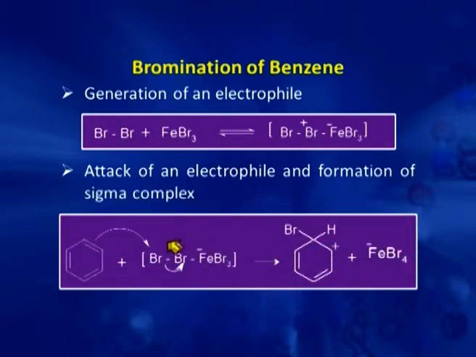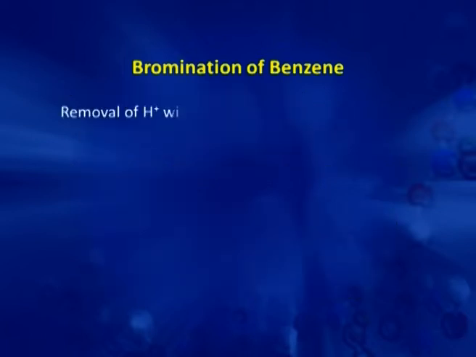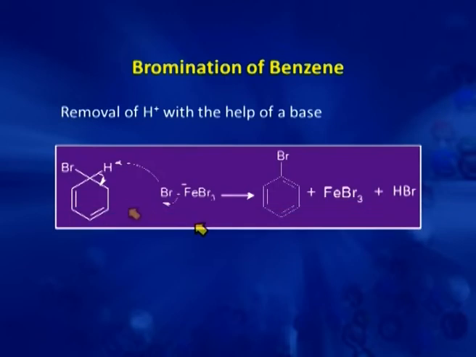Now, see how this benzene attacks. This is a nucleophile, it attacks this bromine and there is a breaking of this bond, a removal of FeBr4 minus, and formation of this intermediate benzenonium ion. Again, this benzenonium ion will get stabilized via delocalization of positive charge and gives the stabilized sigma complex. Now, the next step is removal of this H plus with the help of a base.